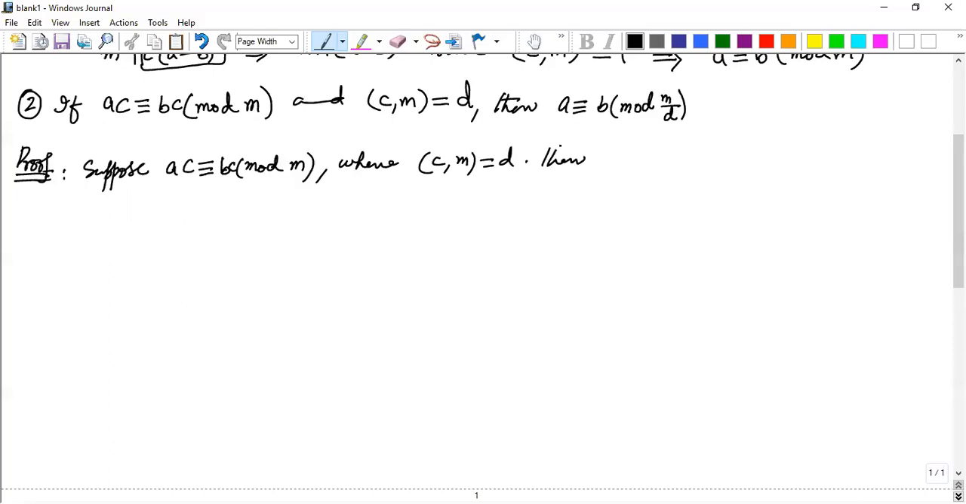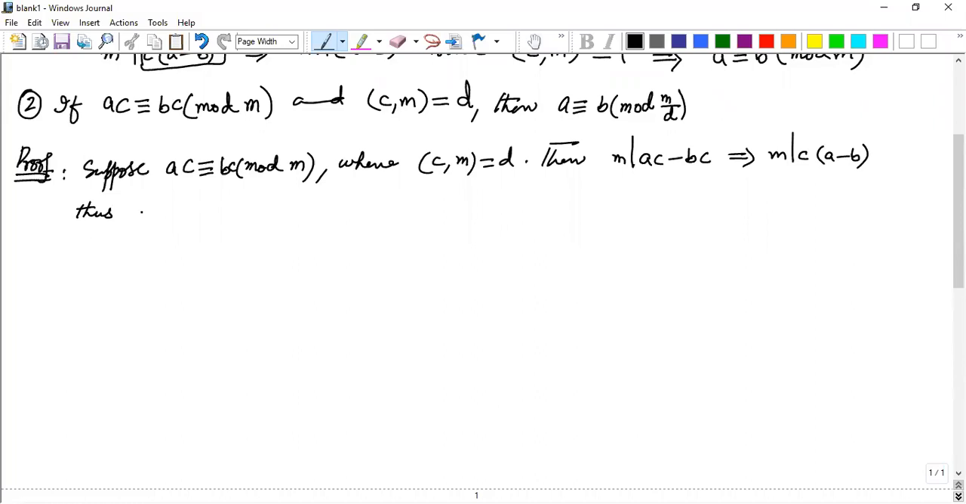Then by using the definition of congruence, we write M divides AC minus BC, and this implies M divides C times A minus B. Since the GCD of C and M is not equal to 1, we can't say that M completely divides A minus B.